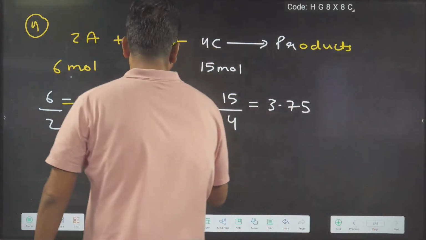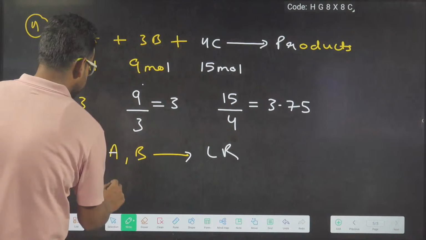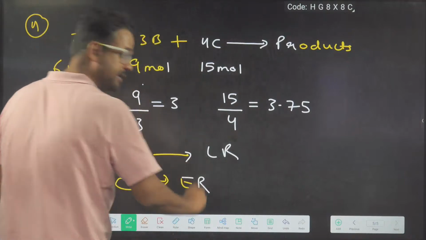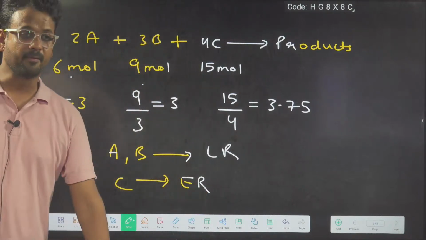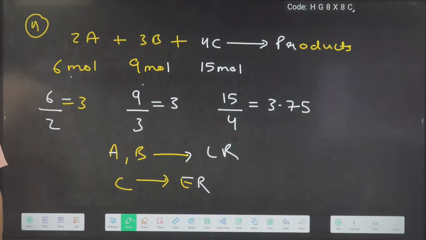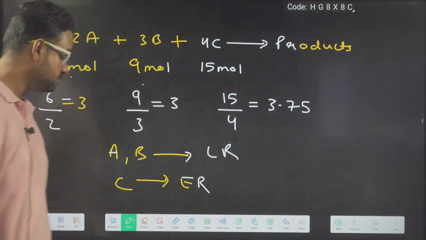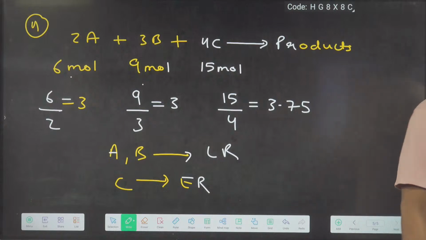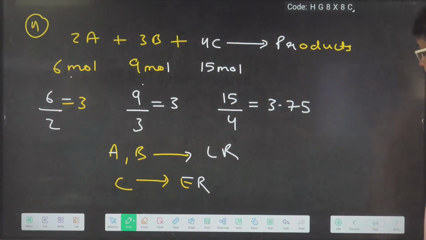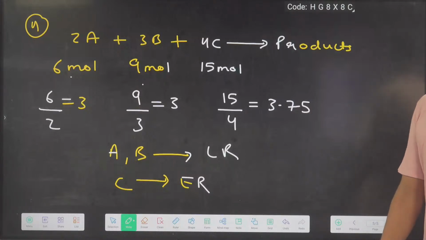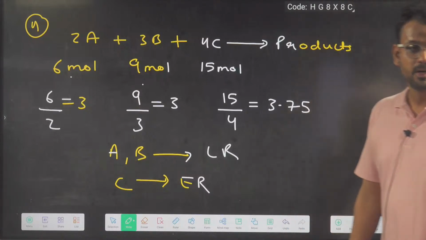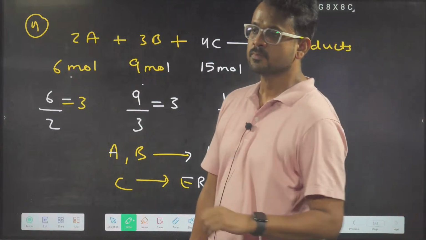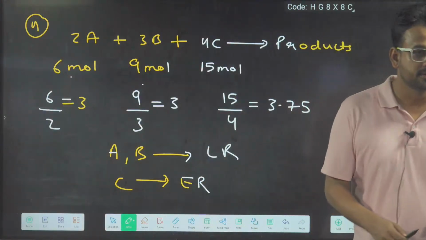So A and B both are limiting reagents and C is what? Excess reagent. Okay, Pawan Kumar, you also asked the same doubt. On YouTube, is this clear, everybody? Okay, very good. Thank you, Manyan. Shall we move forward, everybody?